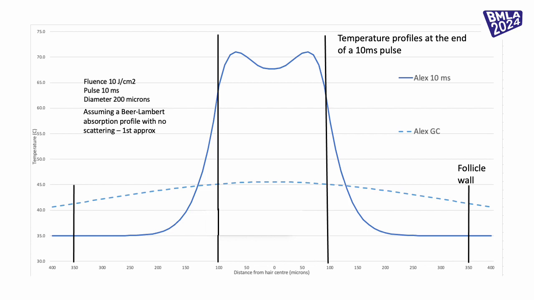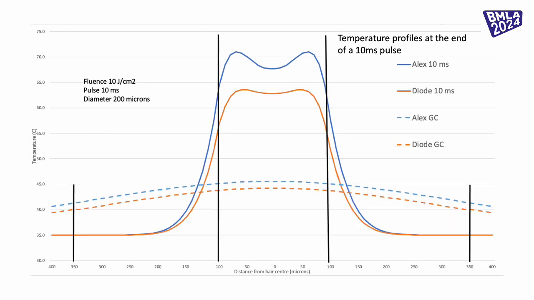The dotted line shows this temperature profile having relaxed, and this is the point where the temperature at the follicle wall has reached a maximum. So the follicle wall here looks like the maximum is about 42 degrees or so. And that temperature will not increase over time. This is the maximum temperature that it can reach.